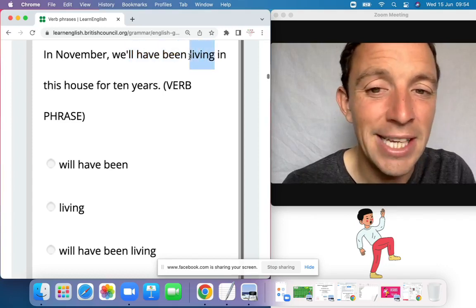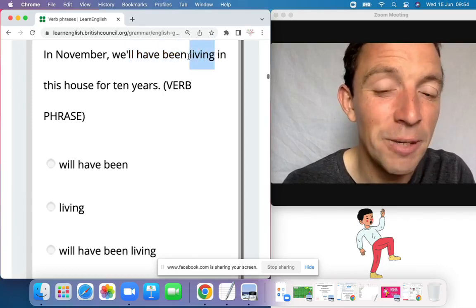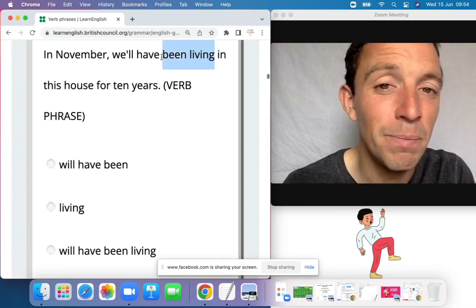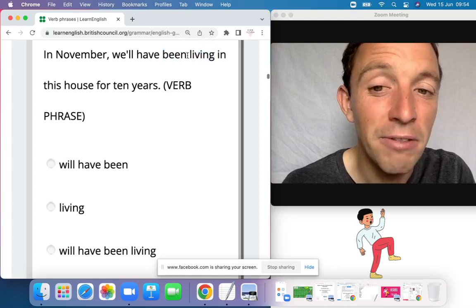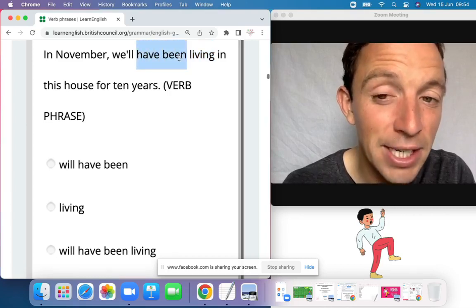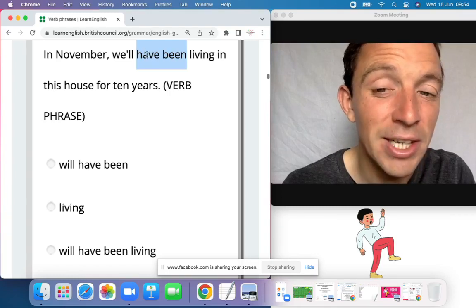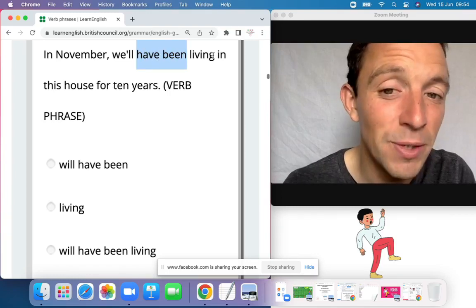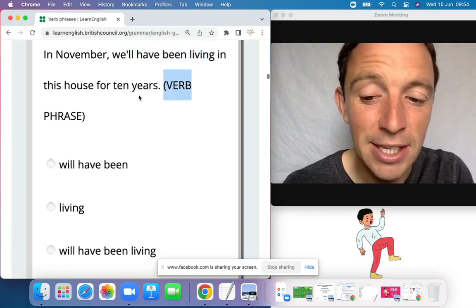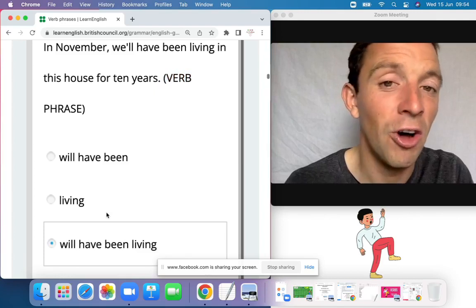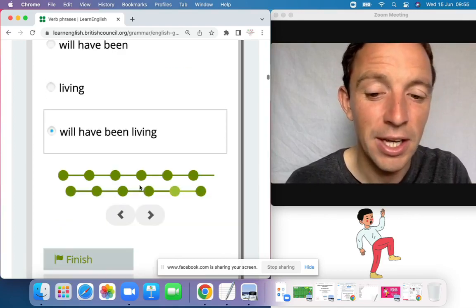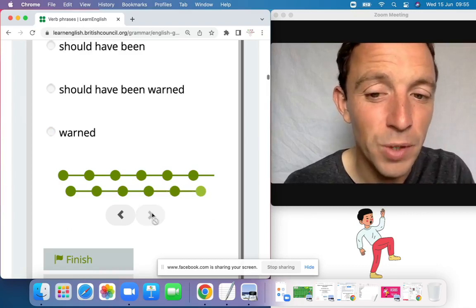So live is probably the main verb in the -ing form, and it's connected with the verb to be. So this could be the present continuous, but the verb to be is conjugated with the verb to have in the past participle plus the auxiliary. Therefore, this is probably the present perfect continuous. But we have the modal verb will. So the verb phrase, I think, is will have been living all together. It's the modal with the present perfect continuous. Difficult. And then the final question.